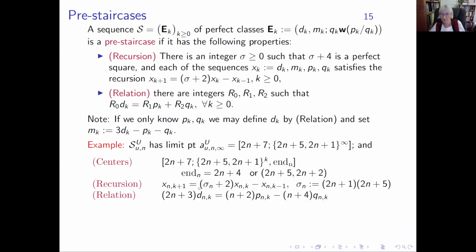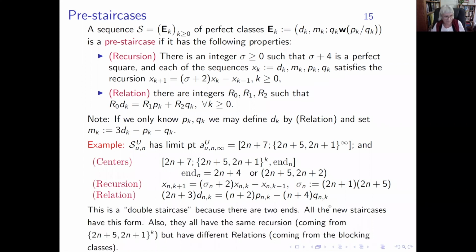The recursion is given by taking sigma to be 2n plus 1 times 2n plus 4. So that's very interesting. It's a product of these two repeated factors. And then the relation is of this form. This is a double staircase because there are two ends, just like the Fibonacci staircase has this property, and they all have the same recursion. All our staircases have the same recursion.